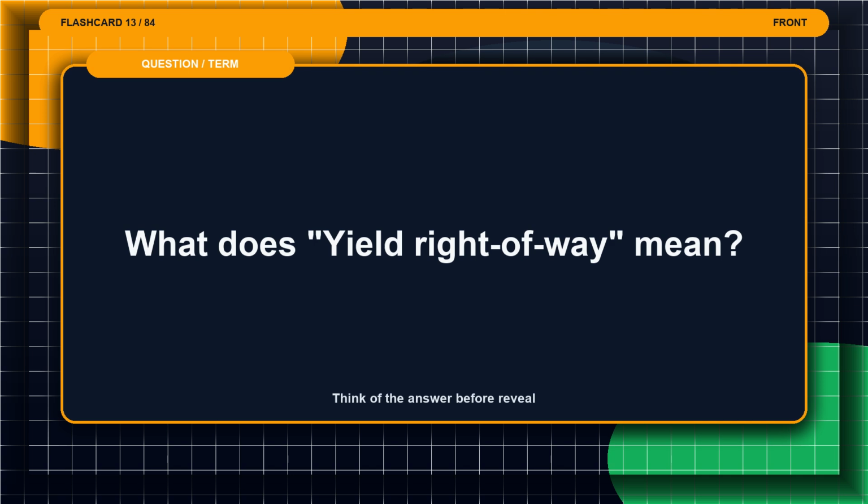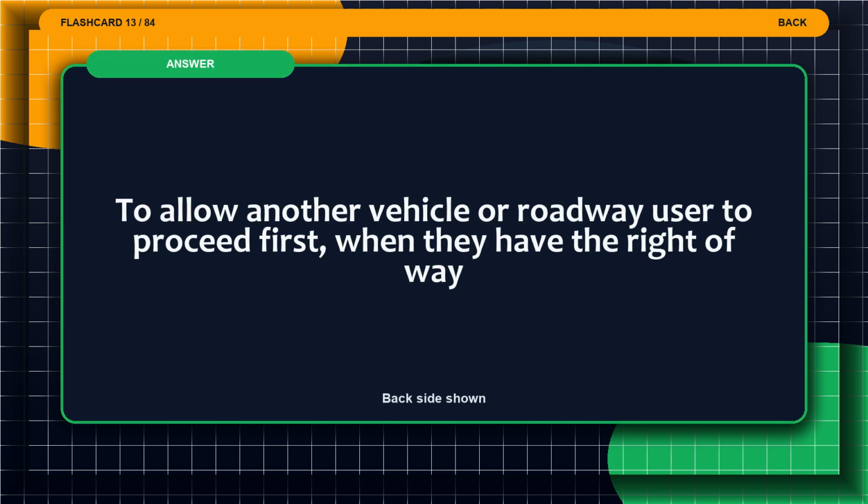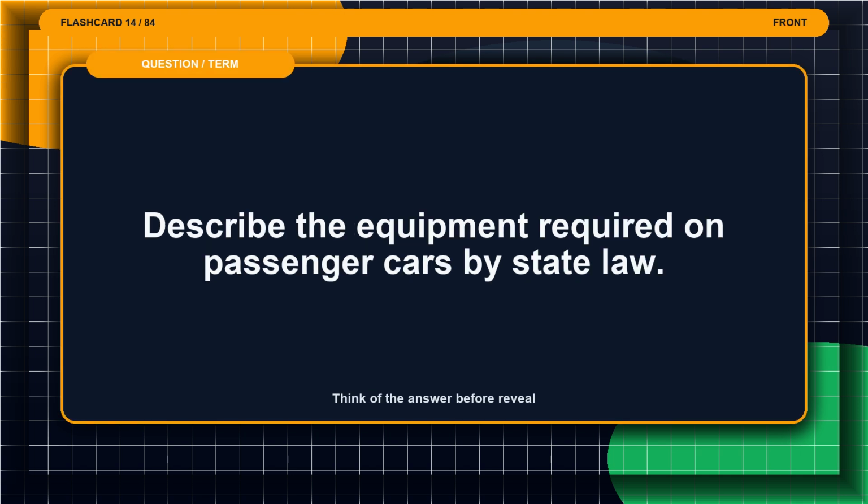Flashcard 13. What does yield right-of-way mean? Think of the answer before the reveal. The answer is to allow another vehicle or roadway user to proceed first when they have the right-of-way.